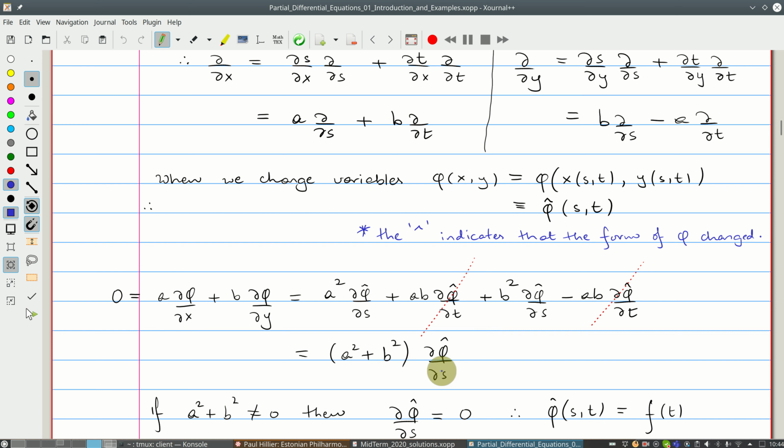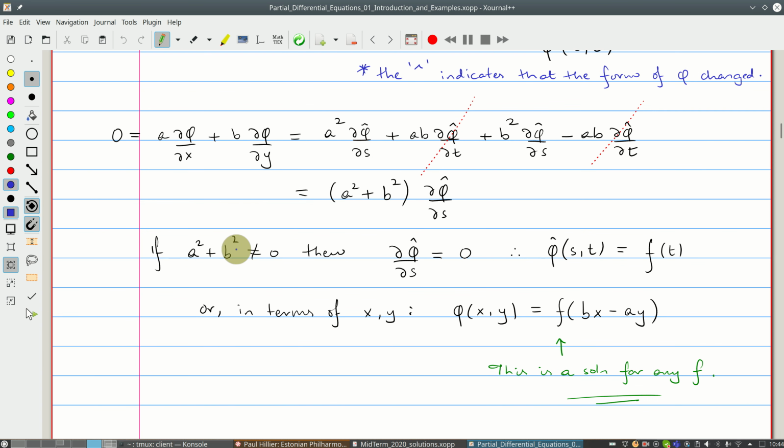And what we're left with then is a squared plus b squared times the partial of phi hat with respect to s. Now this is cool because what we've done is we've taken a partial differential equation which involved partials with respect to both coordinates, and now we're left with just one coordinate in there, and this is easy to solve. What we've done is taken a partial differential equation and converted it into an effective ordinary differential equation, and we know how to solve ordinary differential equations, and that's the power of this technique.